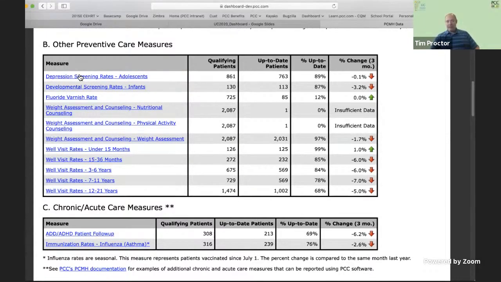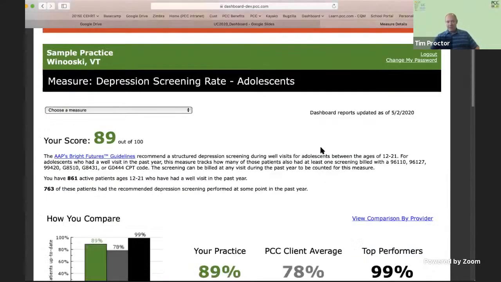Depression screening rates for adolescents is another measure we have in here. That's the percentage, and if you click on that, you'll see it. We're on percentage of adolescents who had a well visit in the last year. Did they have a billed depression screening code at some point in that last year? It doesn't have to be at the well visit. It could be any time that year. Could be during a sick visit or a checkup or something like that, but did they have that depression screening billed? That's what this measure is showing.